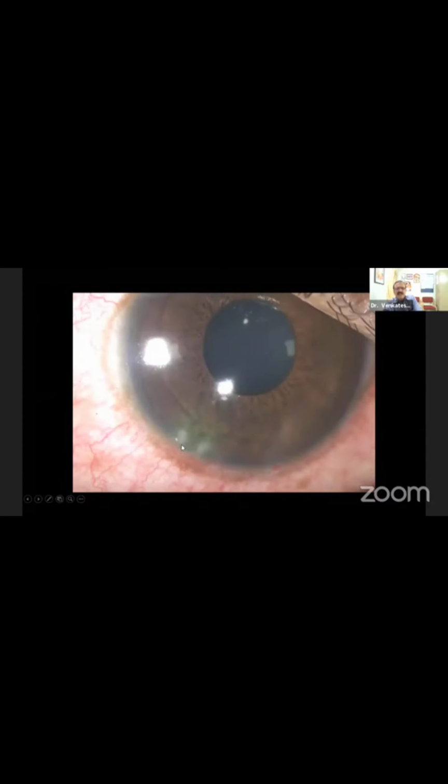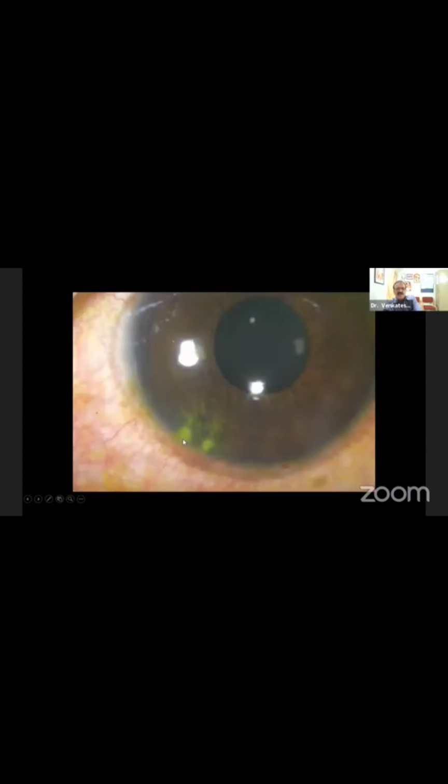There is a possibility that we would have missed this, but if you stain it, you get this picture very clearly for a pseudodendrite. Stain it with fluorescein and see it with a cobalt blue filter, and you see the same lesion much more clearly. You can even appreciate that this lesion is not connected to this lesion, and this is not connected to this one. So this is what we mean by satellite lesions.